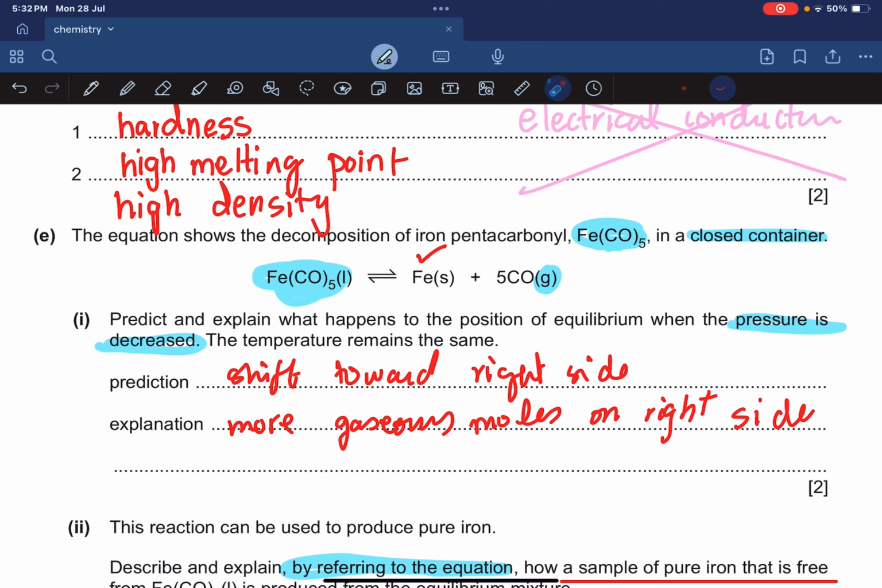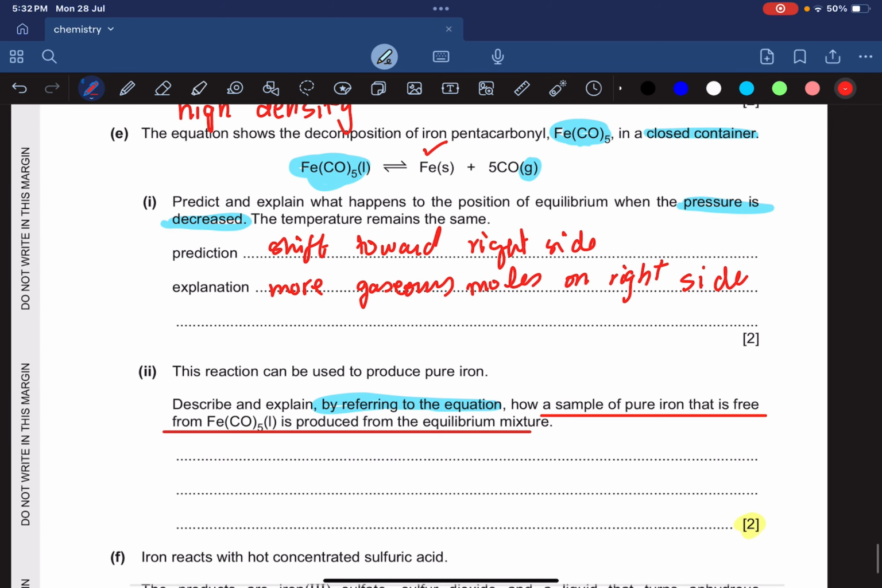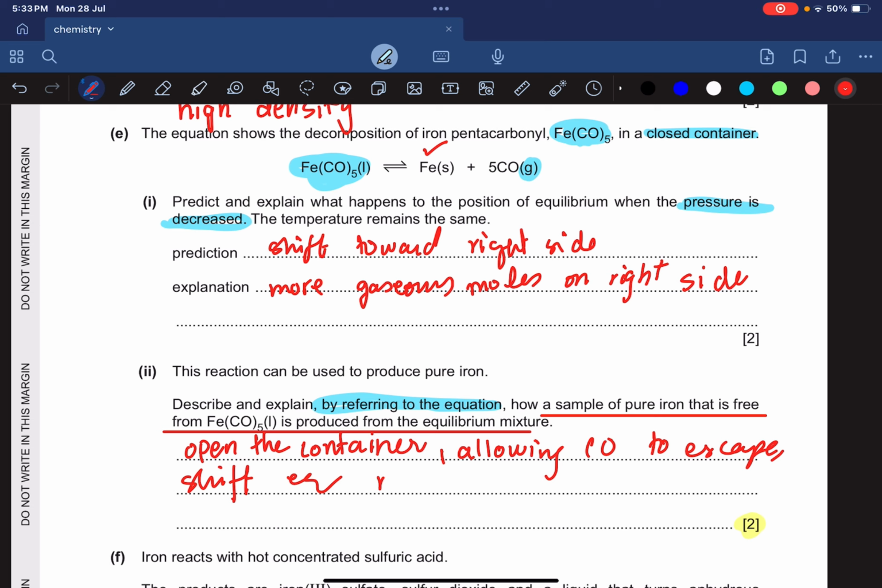What we're going to do is just open the container, and this is going to escape, equilibrium moves forward, this is going to be all used up, and our iron is going to be formed. So you just have to write it in your own words. You have to be careful about the wording: you are going to open the container, so the equilibrium no longer remains stable, allowing CO gas, carbon monoxide, to escape, which is going to shift the equilibrium towards the right, and more Fe is going to be formed.